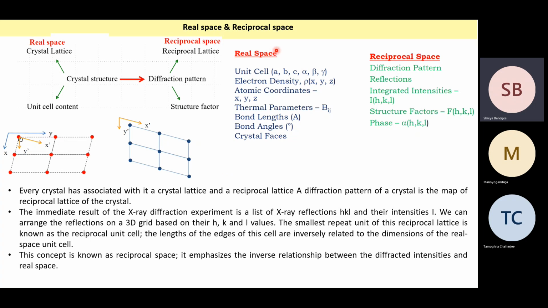So if you look at the comparison between real space and reciprocal space, real space is defined by the real unit cell, which has the lattice parameters A, B, C, and alpha, beta, gamma. It also has a certain electron density and atomic coordinates. And corresponding to the atoms, it has bond lengths, bond angles, and crystal faces. The reciprocal space, on the other hand, is derived from the diffraction pattern, and it has the integrated intensities of each of the spots defined by HKL, and it has the structure factor and phase, which we will study in detail later.